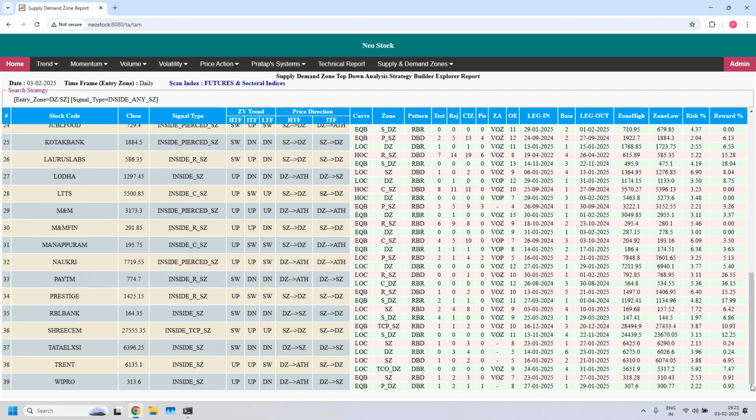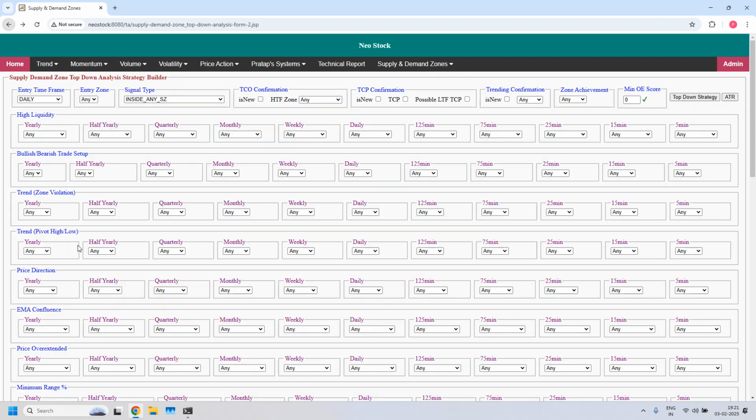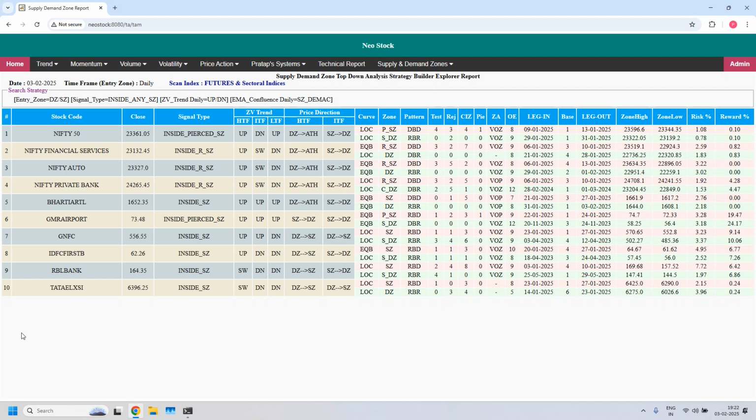So total 39 stocks are filtered. Out of these 39, how many daily supply zones are having daily EMA confluence? Let us verify. In the EMA confluence daily time frame, I am setting the filter: daily supply zone having daily EMA confluence, and trend on the daily time frame should be either up or down. With these filters, we got 10 stocks. So these 10 daily supply zones are having daily EMA confluence.